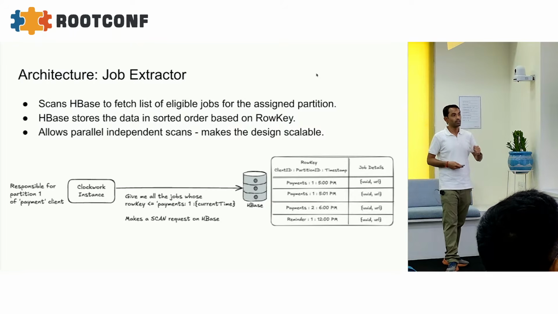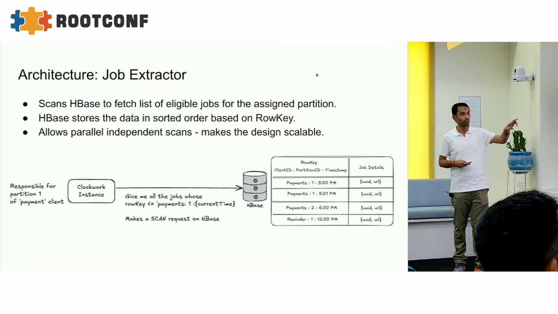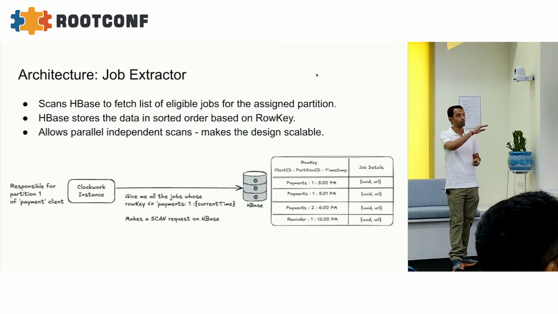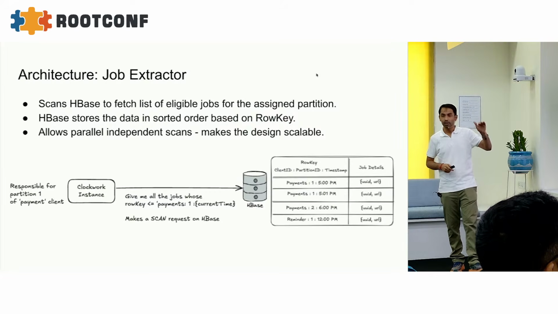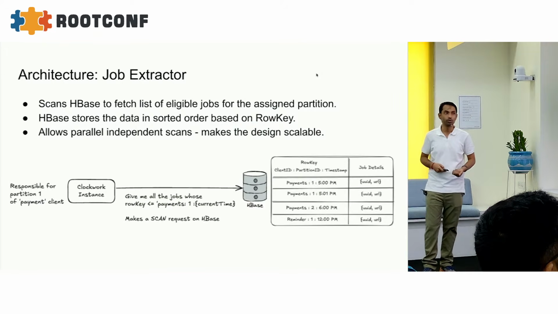So here you can see the schema on the right side that I have mentioned. The schema is client ID, partition ID, and timestamp. So each instance is responsible for a partition for a client. They make a scan saying, hey, give me all the jobs whose row key is less than or equal to client ID, partition ID, and current time. This way, we will get multiple jobs that are eligible for execution.